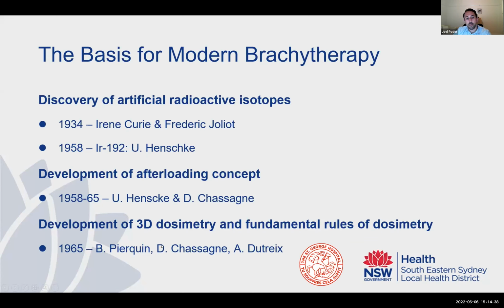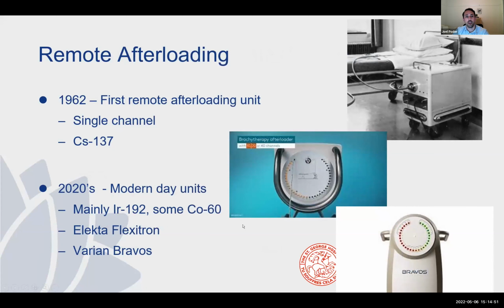And in that time, again in the 1960s, we also saw the development of three-dimensional dosimetry and the fundamental rules of dosimetry that we're beginning to use in modern brachytherapy techniques. So here in 1962, you can see an image on the top right of the screen of the first remote brachytherapy afterloading unit. The device had a single channel. The source could only be driven a very small distance within this single channel.